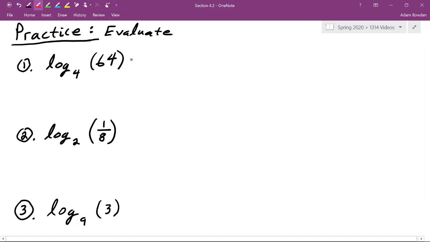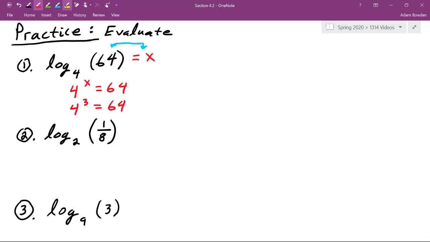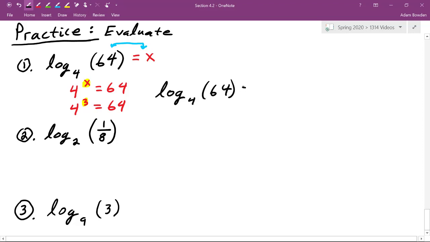So on the first one, you can set it equal to x, swap out the 64 and x, change that into 4 to the x power equals 64. And we know that 4 to the third power is 64. So the third power is what we want to use for x, and we say that log base 4 of 64 is equal to the third power.